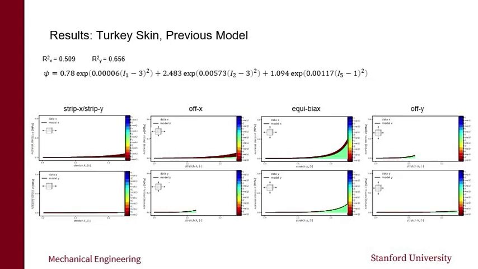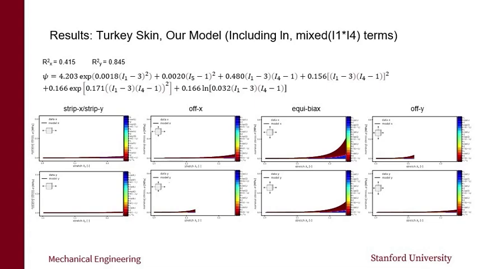Turkey skin data with the previous model shows the same terms as the chicken skin, with the R2 scores shown here. The new model, however, has many more activated terms, again explaining mechanics not covered by the previous model. And although the R2 score in the x direction is lower, the y direction increases significantly from 0.656 to 0.845.